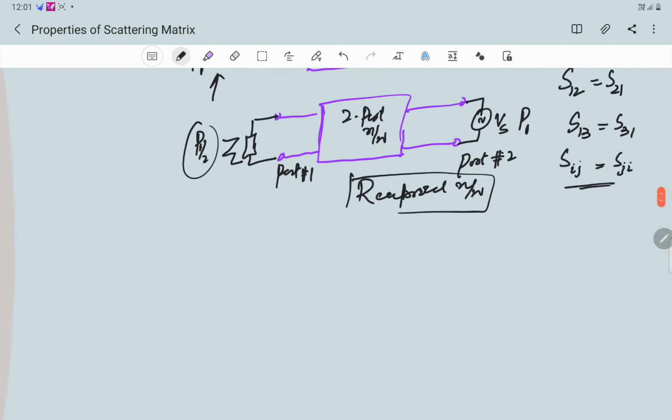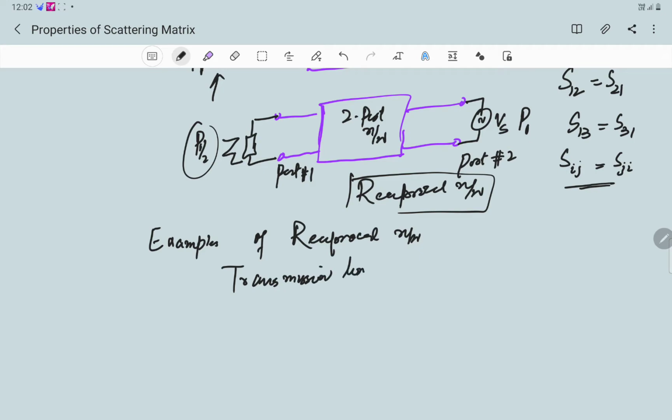Examples of reciprocal networks would include transmission lines, attenuators, circulators, isolators, etc.